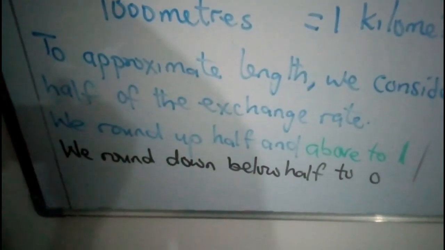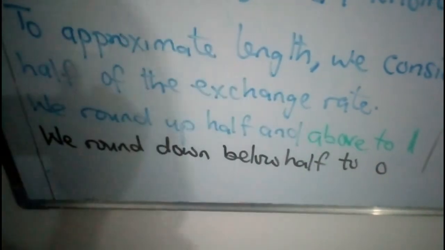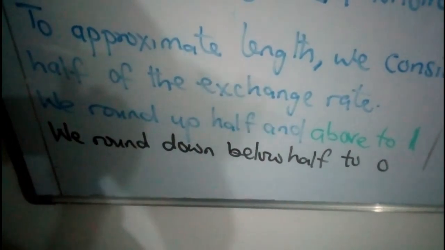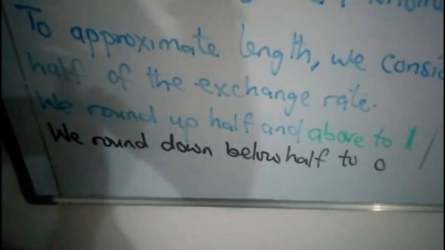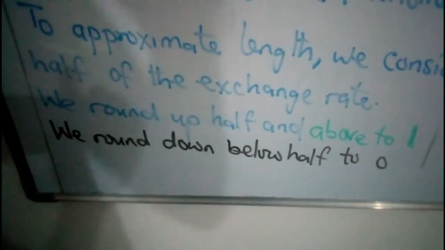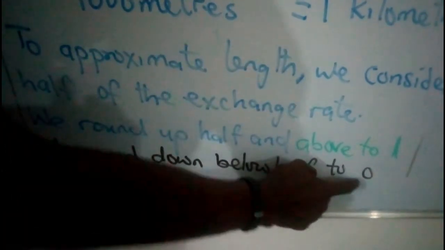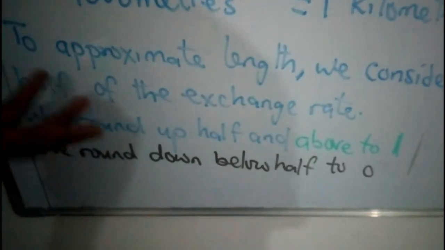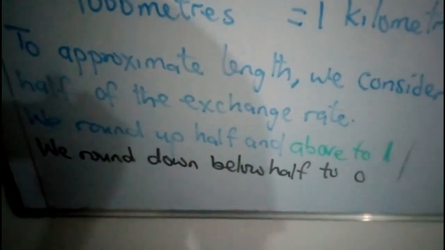So let's consider these two points. Number 1 says we round up half and above of the exchange rate. Whenever you get half of the exchange rate, we round it up to 1. From half and above, we round it up to 1. And we round down below half to 0. So when we have numbers that are below half of the exchange rate, we round it down to 0. It may look somehow now, but by the time we apply it to 1, 2, 3 examples, you will understand what we are talking about.